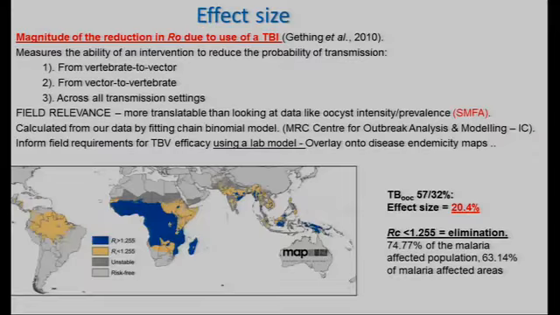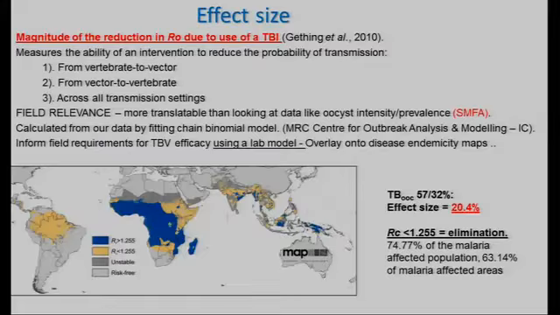You can see we've got a partially efficacious transmission blocking intervention that gives an effect size of 20.4%. So what does this mean? Well, this means, assuming 100% coverage and constant efficacy, if we were to use it globally, you would see a reduction in R0 of 20.4%. What this would mean is anywhere where R0 is 1.255 or below, you'll see elimination.